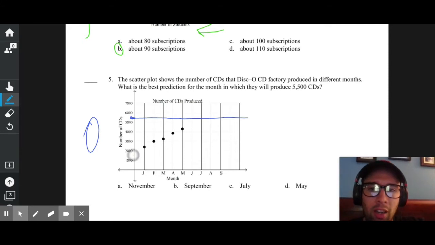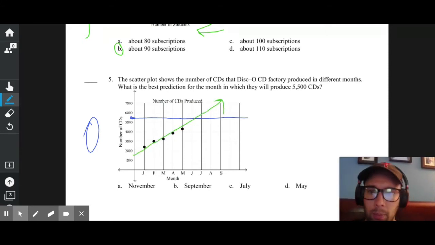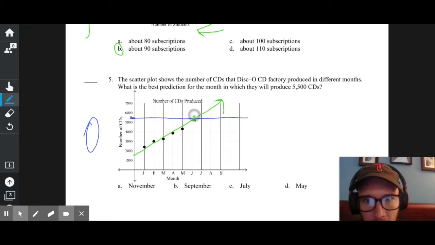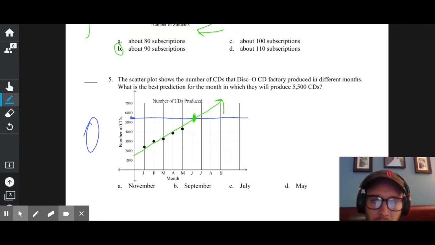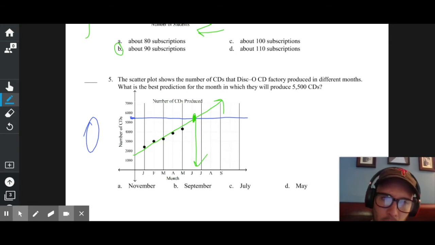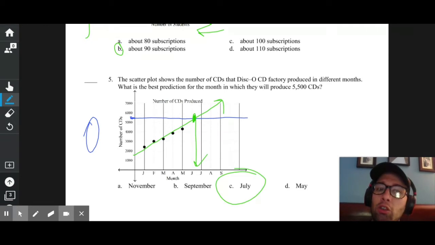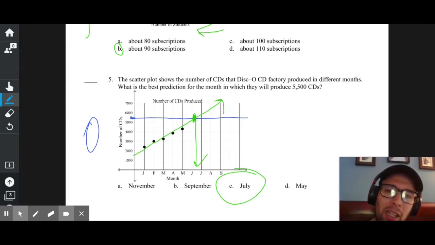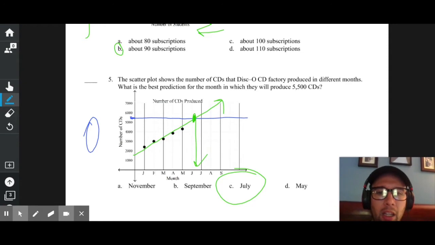So it looks like these dots are going in that direction. So that seems to intersect there, which happens to be in between the first J and the second J, which would be July. A lot of people might say June, but since June wasn't the option, I'm going with July because it's closer. And plus, my blue line kind of dipped a little below, so maybe it should be more towards July anyway. June's not even an option. July is an option, which means July is the logical answer.